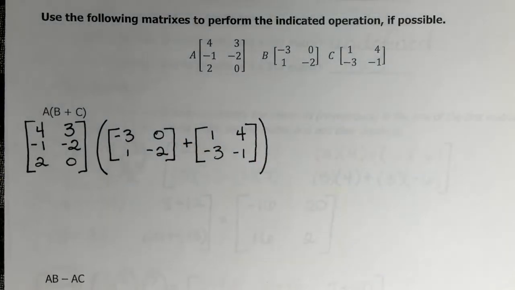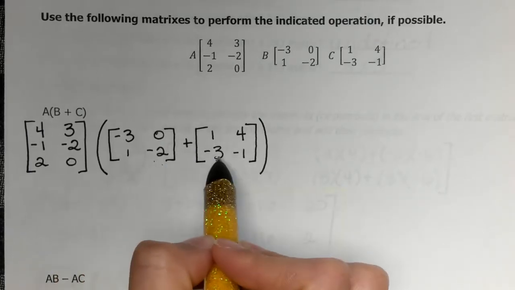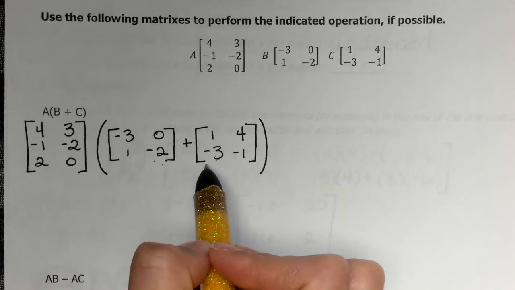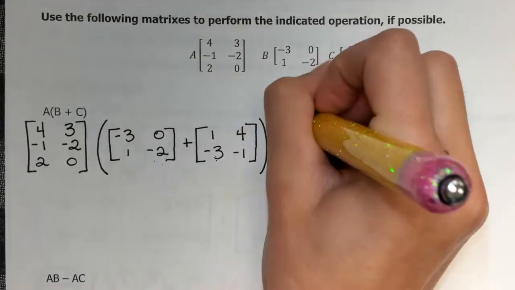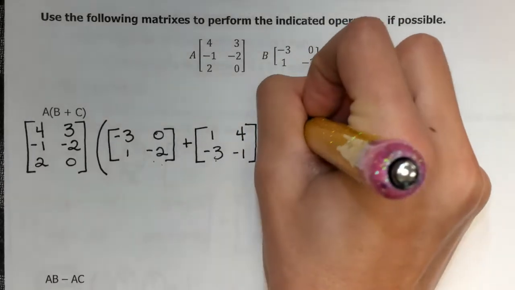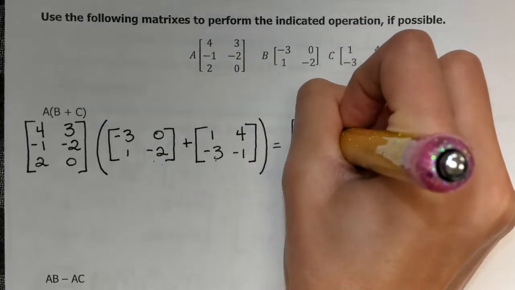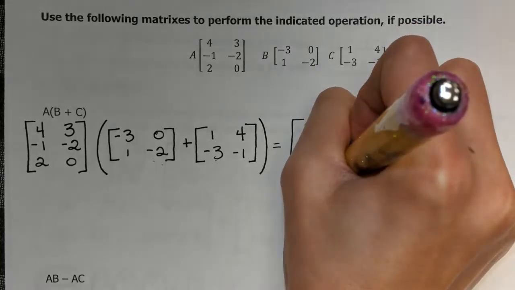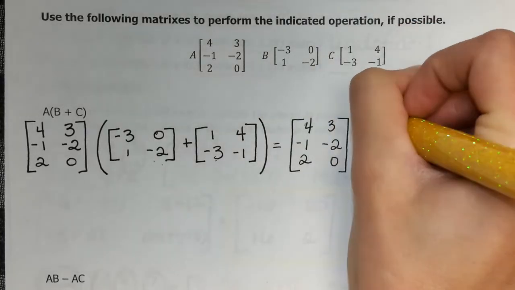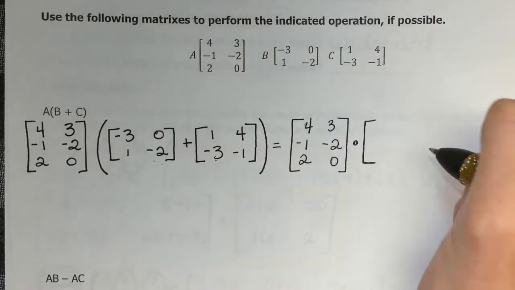Okay, now I know that it's our first habit to distribute, but we're not going to do that. Order of operations tells me I do what's inside parentheses first. So I'm going to add these two matrices first. So that tells me I'm going to recopy my matrix A, and I'm going to multiply it by now my sum of those two matrices.